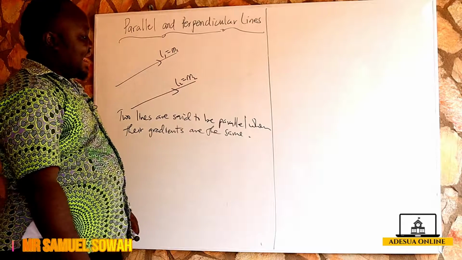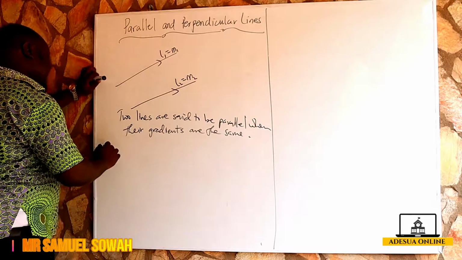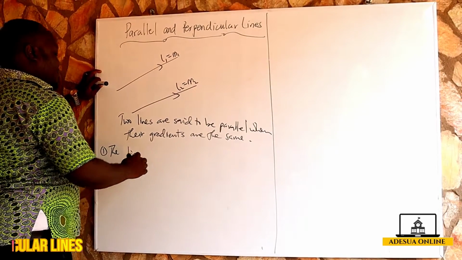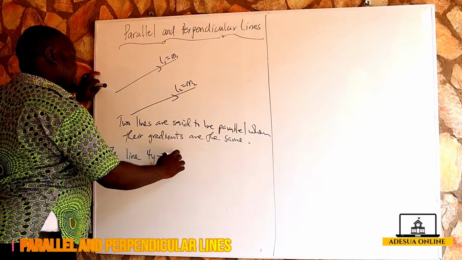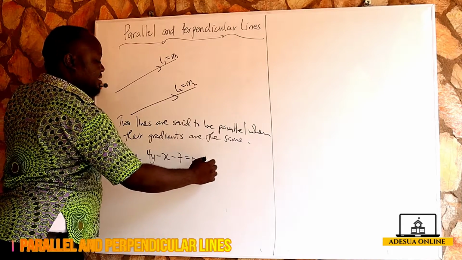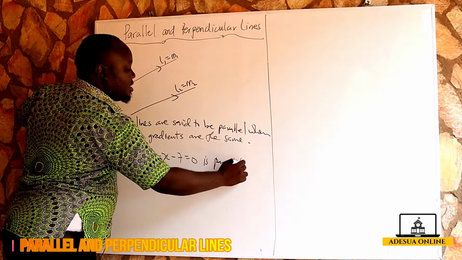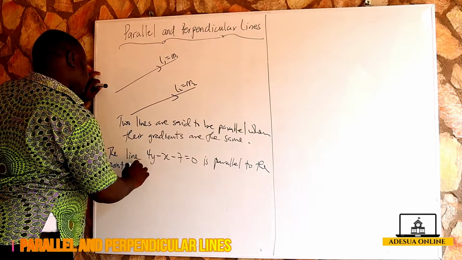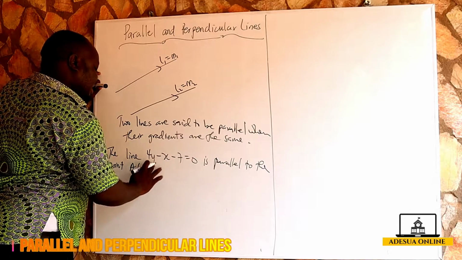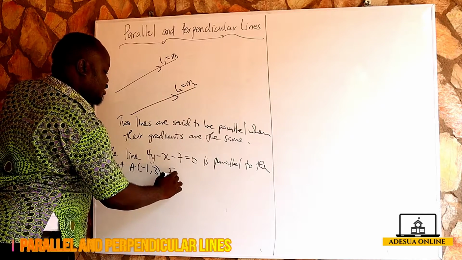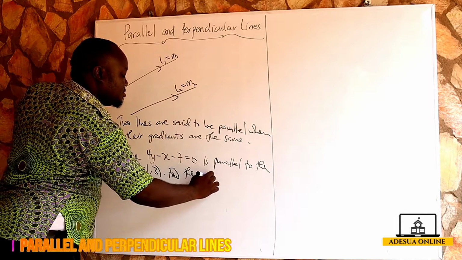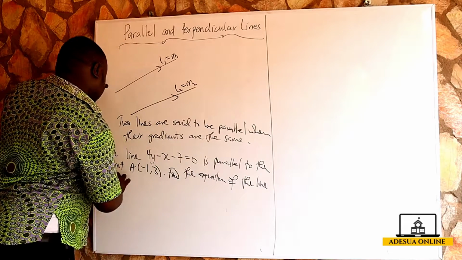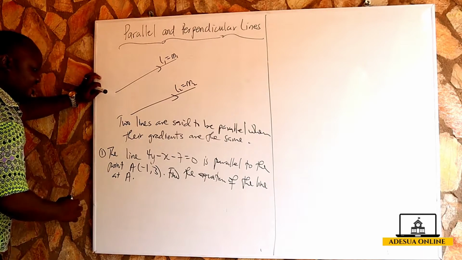So suppose I give you a question. The line 4y minus x minus 7 equal to 0 is parallel to the point A (-1, 3). Find the equation of the line at A. Then I give you a second question.